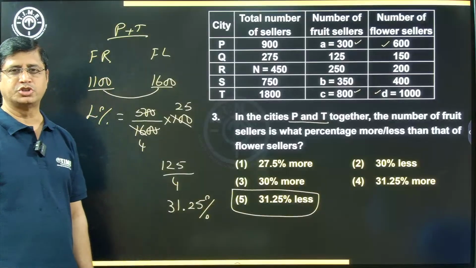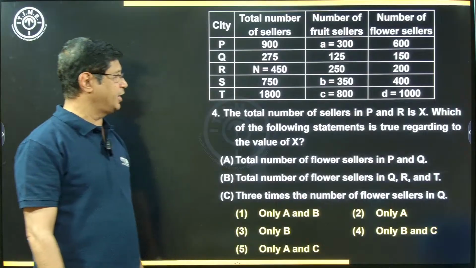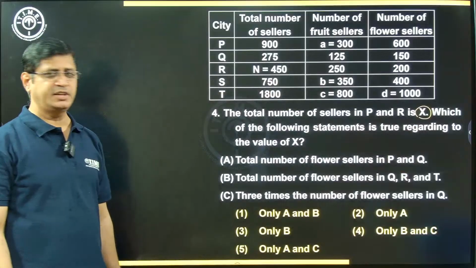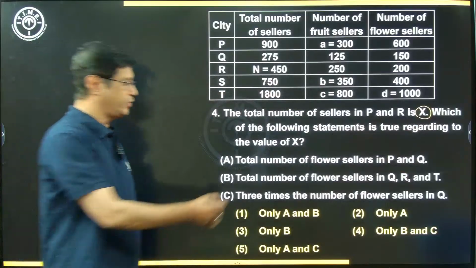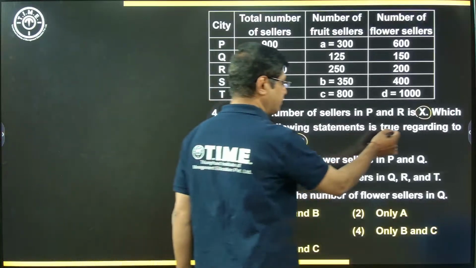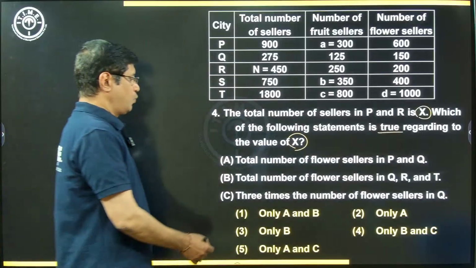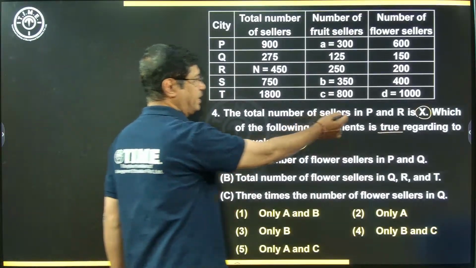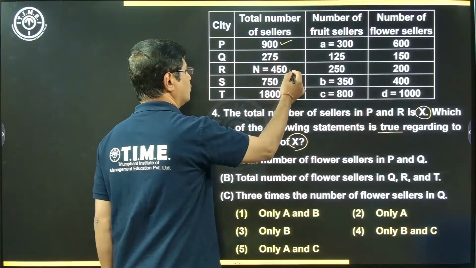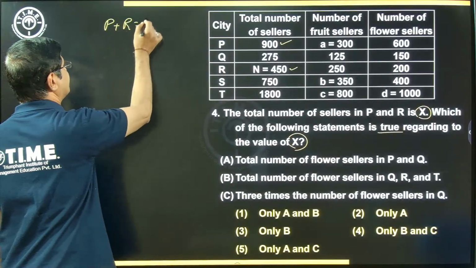Look at the next example. Question number 4. The total number of sellers in P and R is X. Which of the following statements is true regarding the value of X? So we need to find out the statement which is true in the given statements. Look at the first one. What is the X here? X is the P and R, the total number of sellers. P, what is the value? 900. R, 450. P plus R, the total number of sellers is equal to 1350.